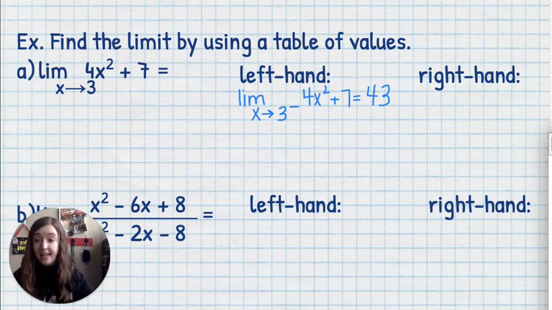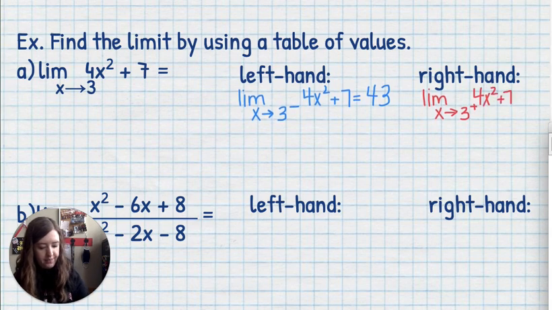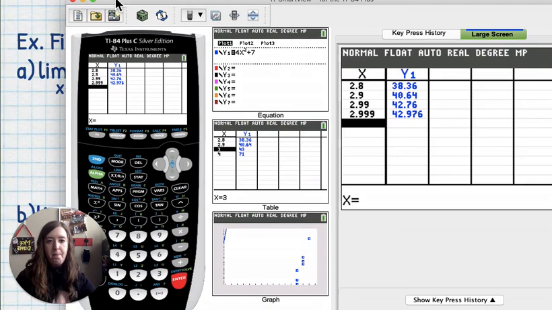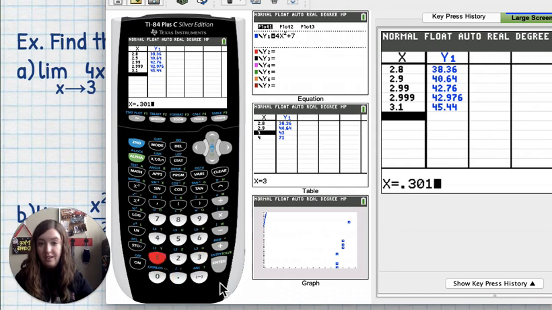Now let's look at the right-handed limits. So the right-handed limits are going to be the ones that are just larger than 3. So our right-handed limit, the way we write that, is the limit as x approaches 3 from the right. We're going to have a little plus sign up in the corner of 4x squared plus 7. So we're looking at values just to the right of 3. So we're going to think of things getting just a little bit bigger. So there's 3.1. A little bit closer to 3 is 3.01.